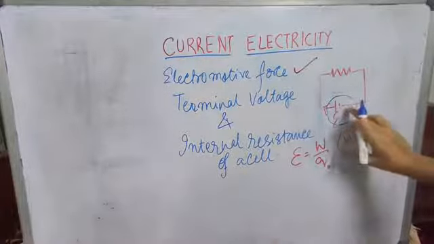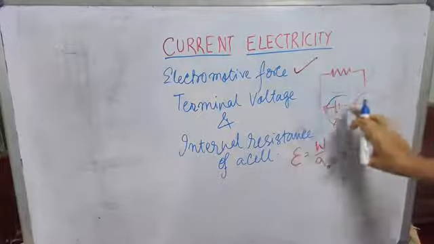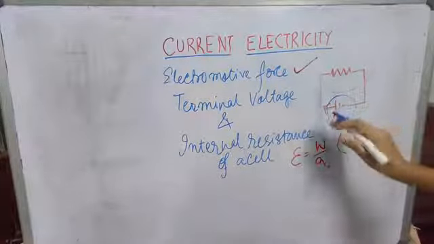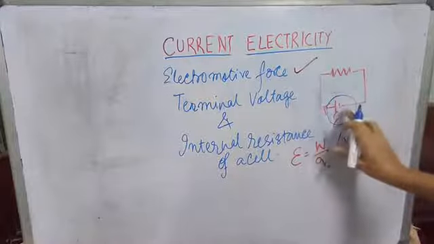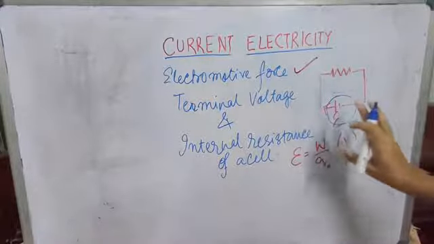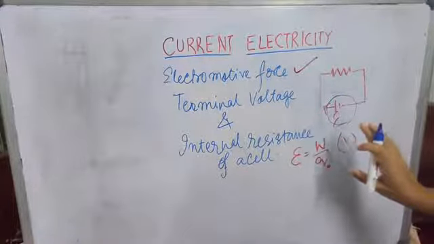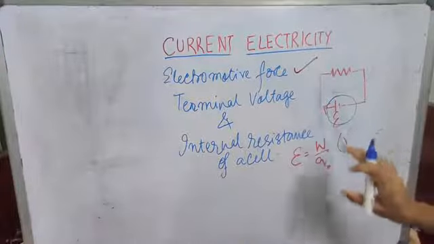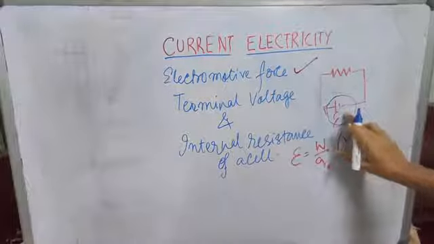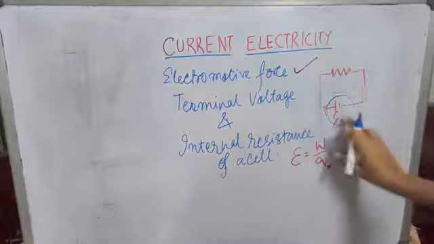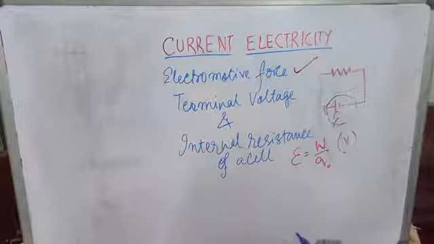When charges flow through the battery, the path is not so easy. The battery also applies certain resistance to the charges. That resistance offered by the battery is known as the internal resistance.